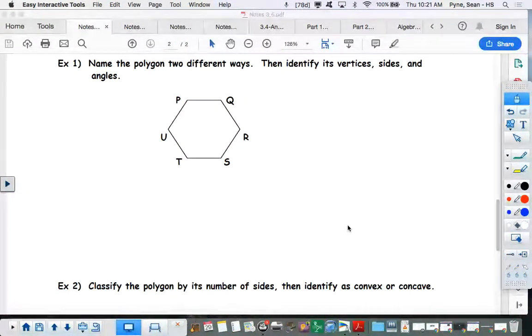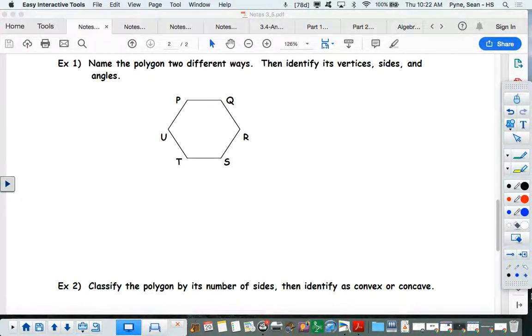So next, they want us to name the polygon in two different ways. Then identify its vertices, sides, and angles. So we're going to have to write a little bit here. When they're referring to naming a polygon in two different ways, they're referring to naming it by its vertices.